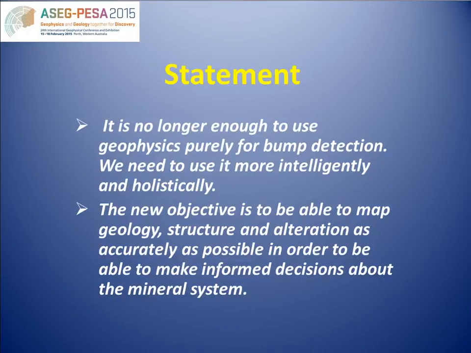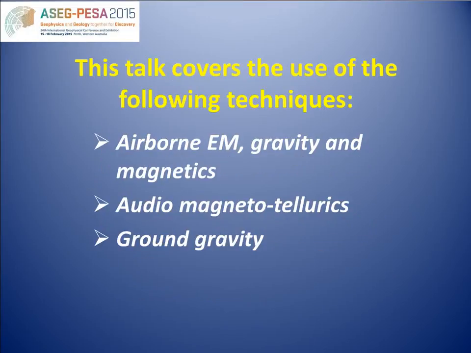So it's no longer enough to use geophysics purely for bump detection. We need to use it far more intelligently, and we need to be able to map the geology, the structure, and the alteration as accurately as possible, often undercover. So I'm going to cover the use of Airborne EM, gravity and mag. I'm probably not going to get to AMT because I put in too many examples, but I will do the ground gravity.